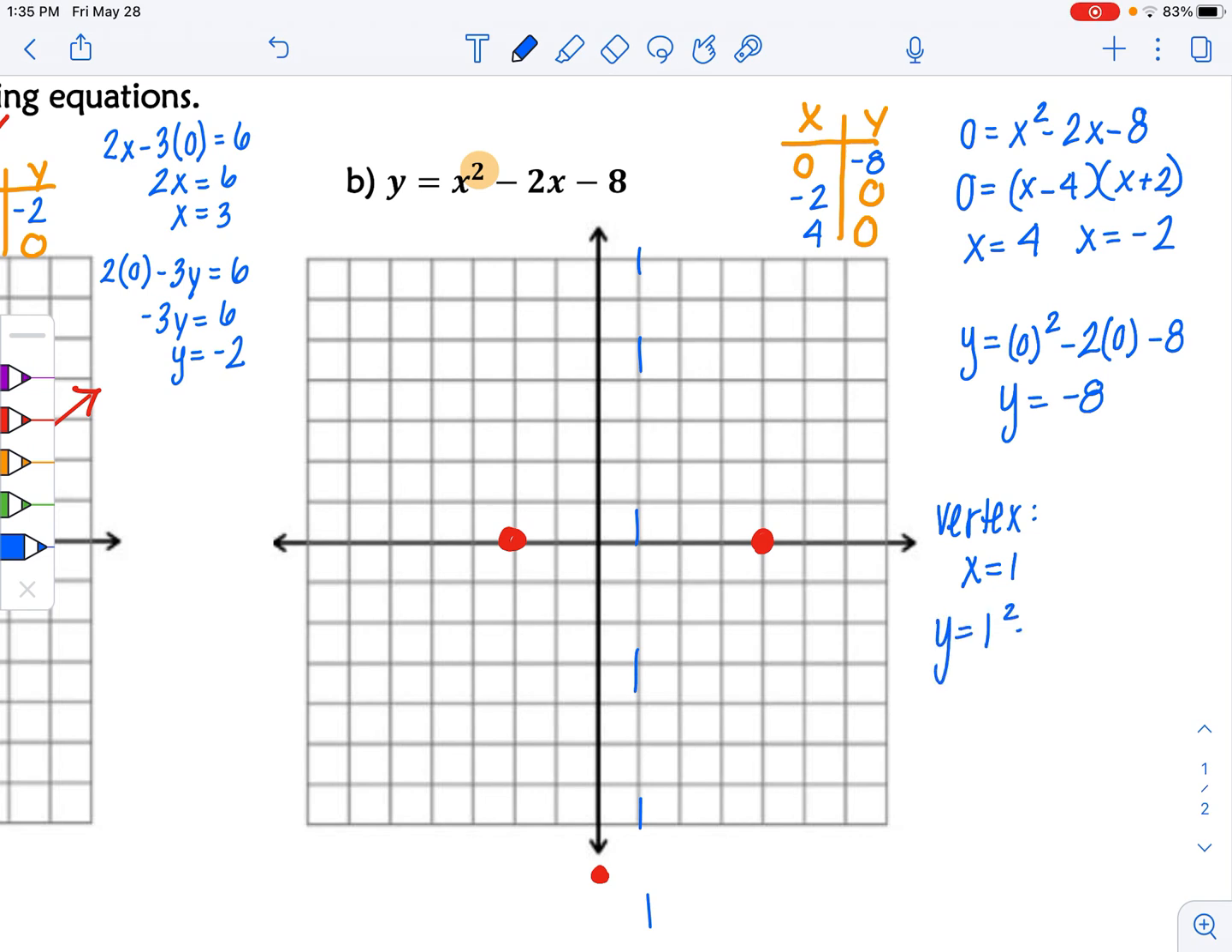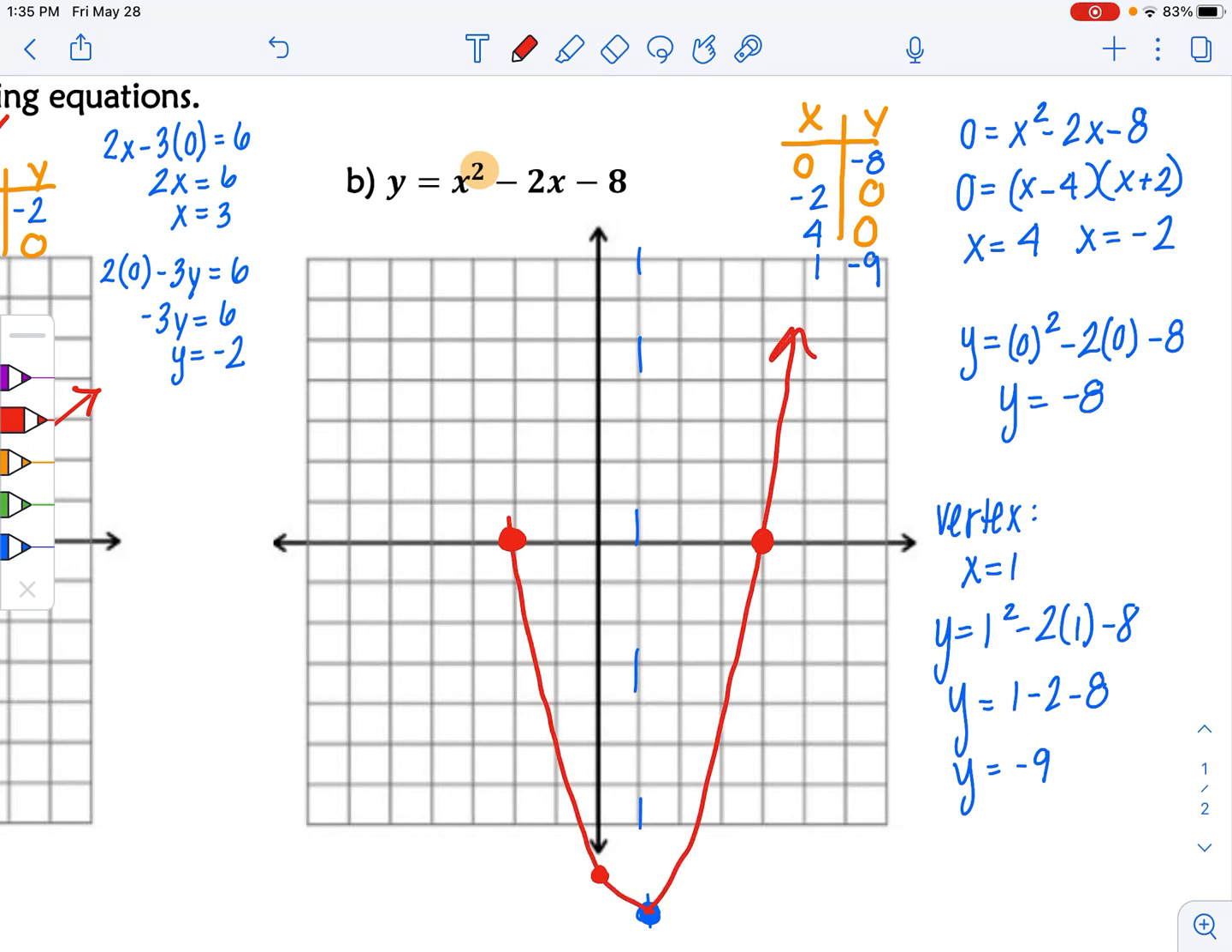Well, if x is 1, I can just plug it in. 1 squared minus 2 times 1 minus 8. 1 minus 2 minus 8. Negative 9. And that's my point. 1 comma negative 9, which actually falls right here. You now can put your parabola through your y and x intercepts, and voila. That's your parabola because it has a squared term.